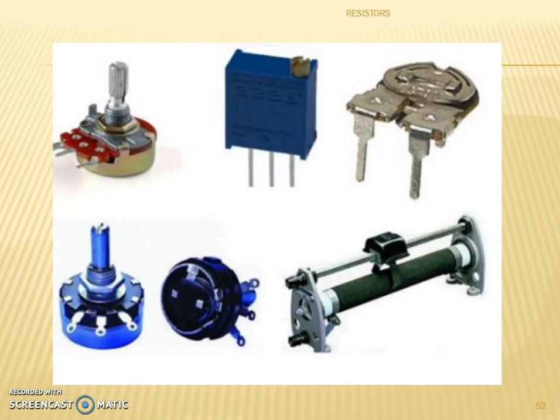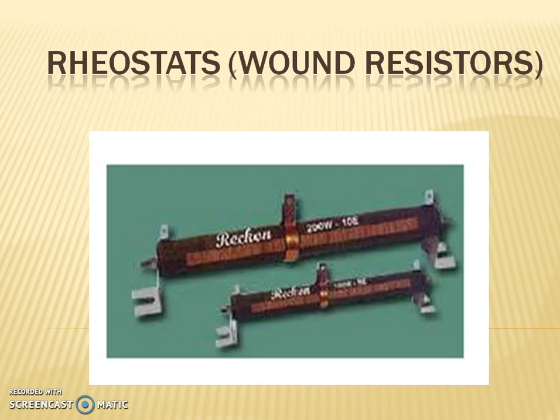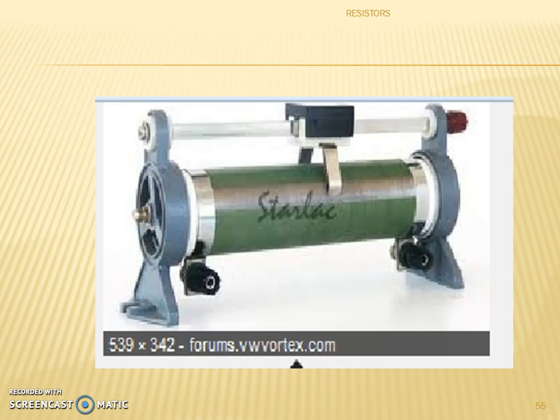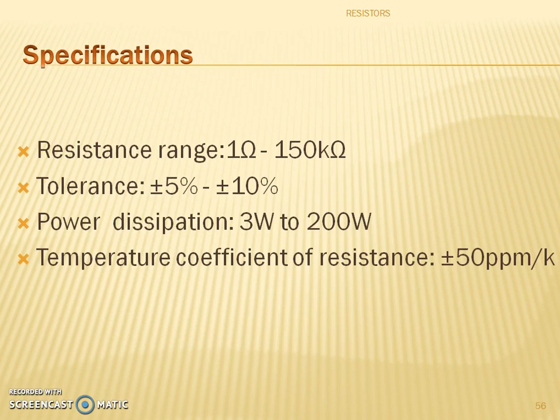Now we come to the variable resistors. These are some of the pictures showing the variable resistors. And we have the rheostats, what we call the wire wound resistors. In manufacturing, nichrome wire is wound on a ceramic core and covered with an insulating material. An adjustable tap rides along the exposed wire, which makes electrical contact with the wire. It is a 2-terminal device used in power supplies and low-frequency AC circuits. It's not suitable for high-frequency applications. There is a picture showing the rheostat. Now the specifications are given below.